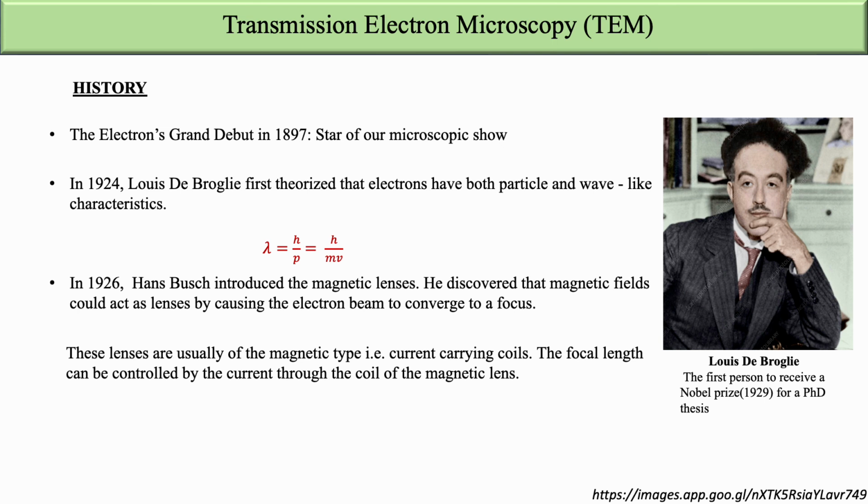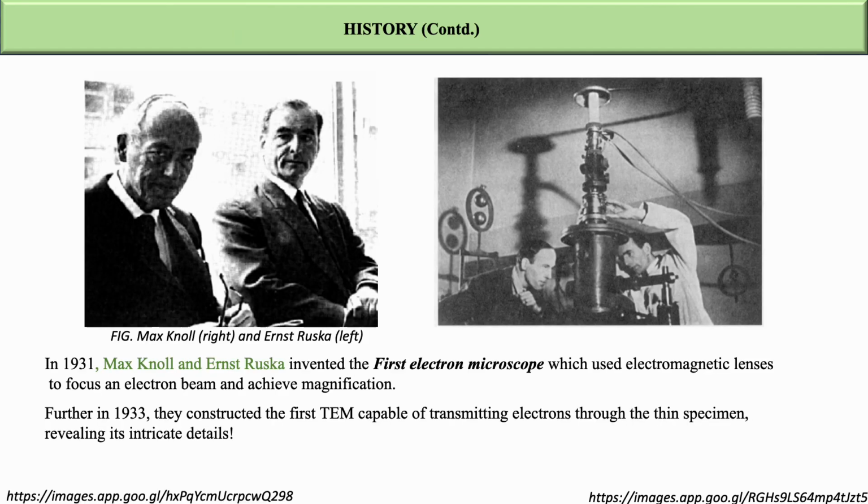Then in 1926, Hans Busch introduced magnetic lenses, and the idea was basically to use the force of magnetic fields to focus this beam of electrons, because electrons being charged particles could be focused using a magnetic field. After this, by exploiting the wave-like nature of electrons, scientists were able to invent the electron microscope, which was capable of achieving very high resolution, far beyond optical microscopy.